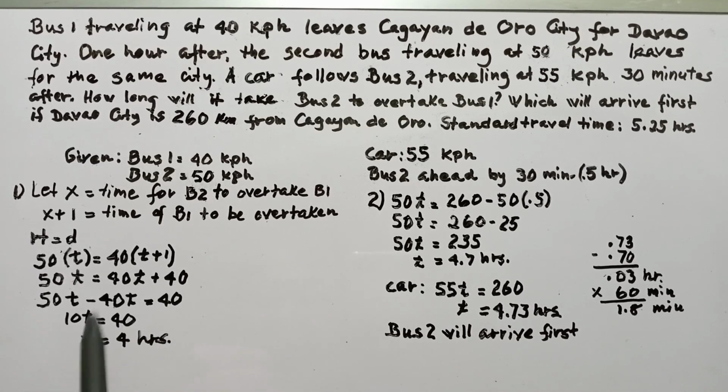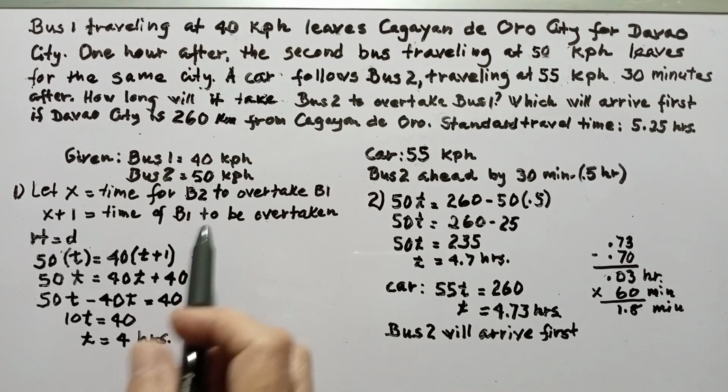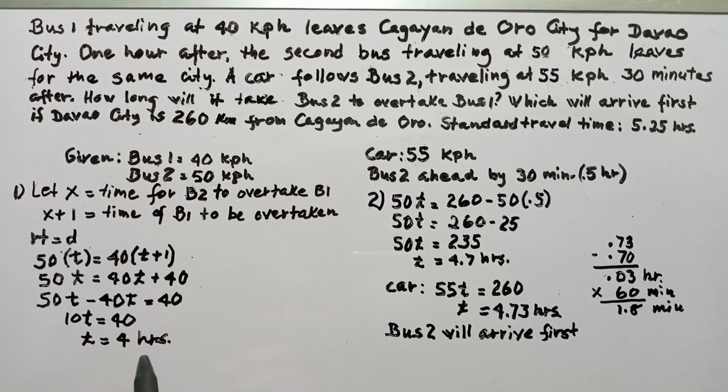So, 50T minus 40T equals 40. So, 10T is equal to 40. Solving, simply divide 40 by 10 and you will get 4 hours as the answer. Now, this means that B2 will overtake B1 after 4 hours. Okay? I think this is a very clear solution and very easy to understand.